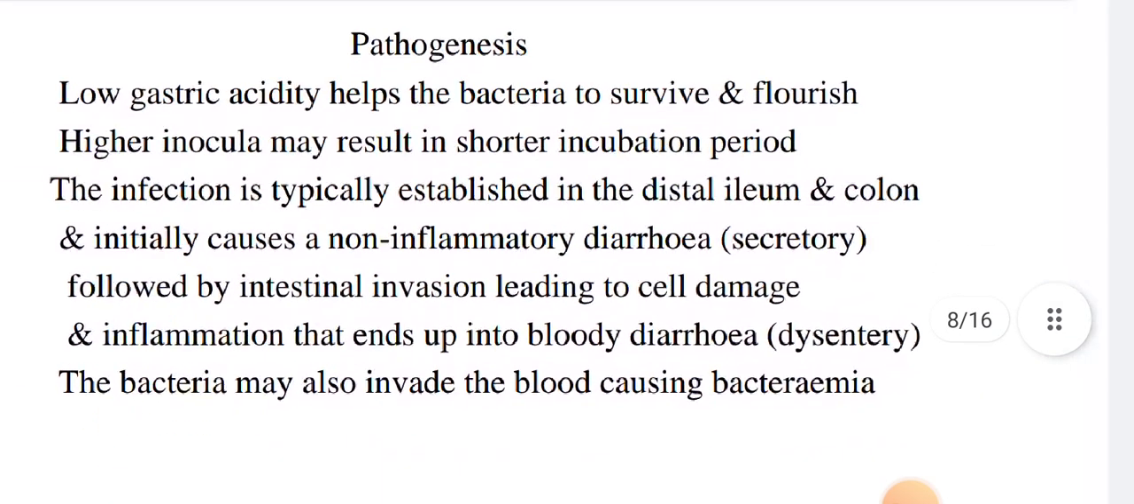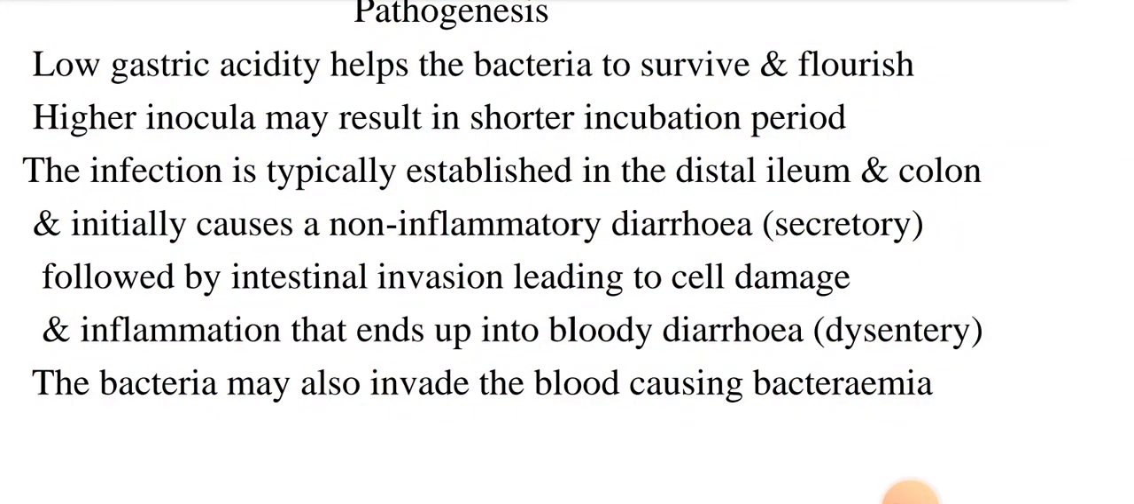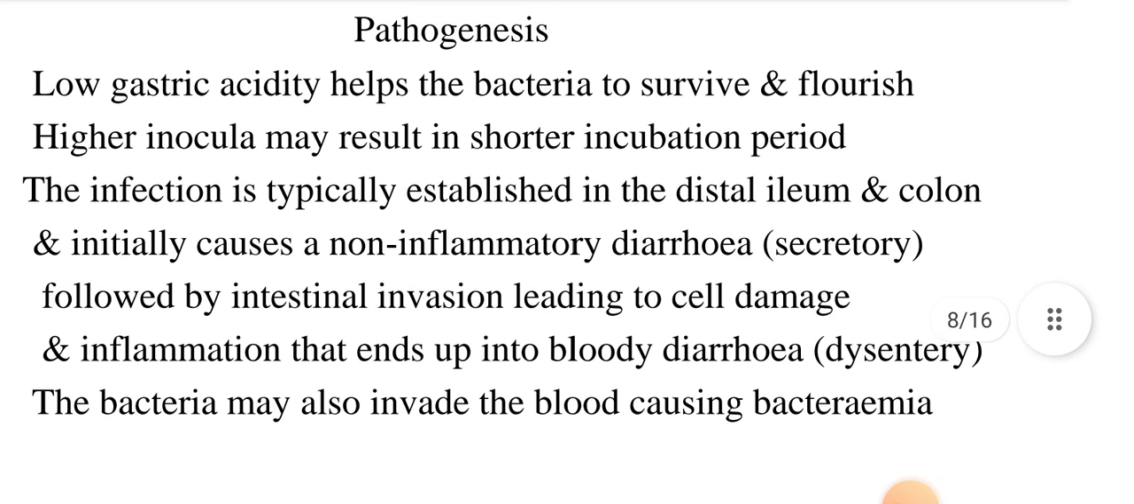Pathogenesis, the mechanism of disease. Low gastric acidity helps the bacteria to survive and flourish. Higher inoculum may result in shorter incubation period. The infection is typically established in the distal ileum and colon, and initially causes a non-inflammatory diarrhea, which is secretory diarrhea, followed by intestinal invasion, leading to cell damage and inflammation that ends up into bloody diarrhea. Bloody diarrhea is known as dysentery. The bacteria may also invade the blood, causing bacteremia.